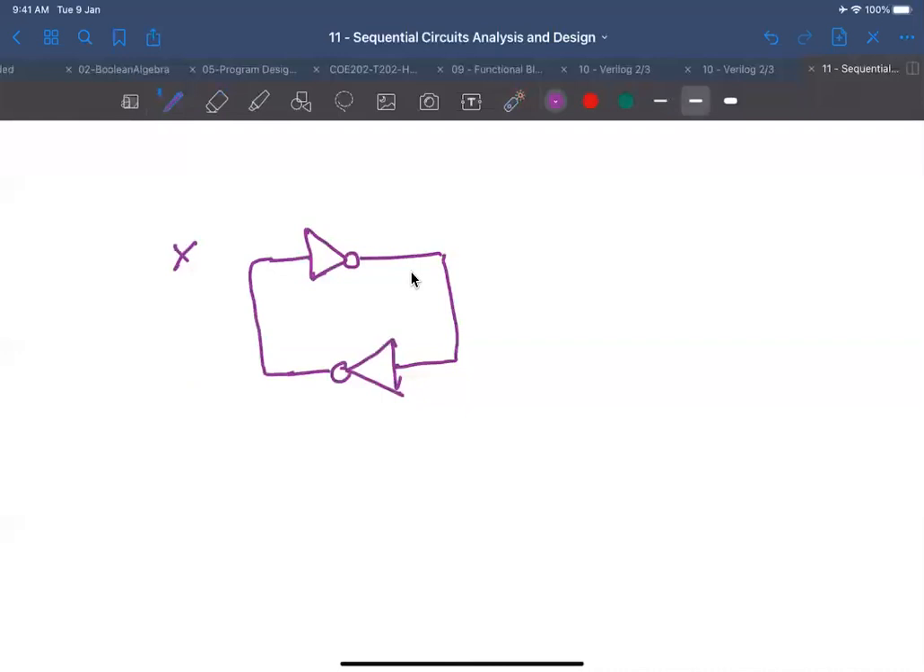But what happens if you do that? If X, for example, is 1, then this is going to be a 0, and this is a 1. So this is going to reinforce itself indefinitely. This 1 here is stored forever, or this 0 here is stored forever. Let's call this my Q, and this is Q complement. So this is how you store one bit using back-to-back inverters.